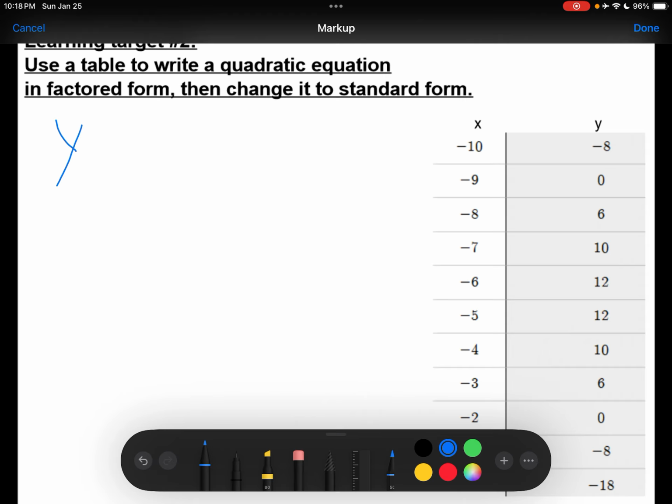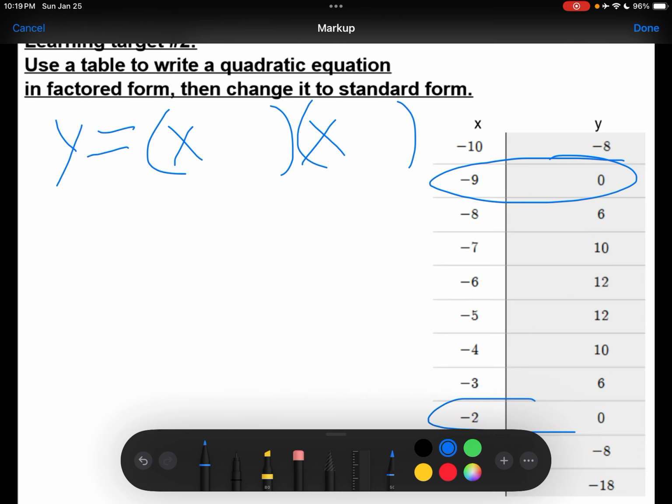So we're going to start an answer with y equals some parentheses with x and x, and we're looking for where the zeros are, where the x-intercepts are. And the x-intercepts are where, if you plug it in, you get the value of 0. So it's -9. We need to do +9 to make that 0, and -2, we'd have to do +2 to make that 0, because negative numbers will have to be added, positive numbers will have to be subtracted to make them 0.